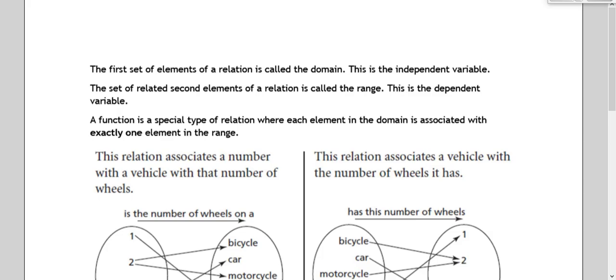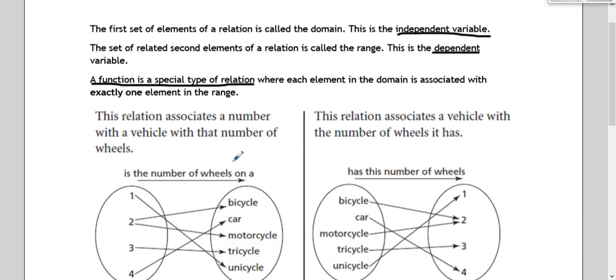The first set of elements in a relation is called the domain. This is the independent variable. The set of related second elements of a relation is called the range. This is the dependent variable. I'm going to underline independent variable as well. A function is a special type of relation. So a function is a relation, but a relation is not always a function.